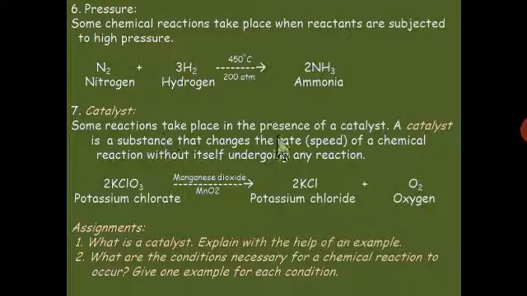Some reactions take place in the presence of a catalyst. A catalyst is a substance that changes the rate of chemical reaction, that means speed of chemical reaction, but it does not undergo any reaction itself. For example, potassium chlorate in the presence of manganese dioxide produces potassium chloride and oxygen. So here in this reaction, what is the necessary condition? Presence of a catalyst, that is manganese dioxide.